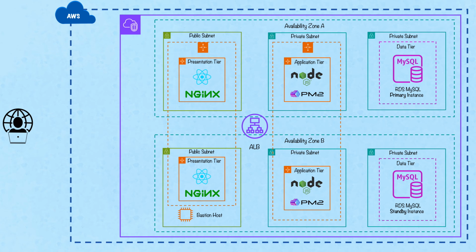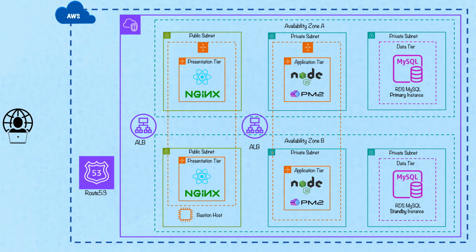To efficiently distribute traffic within our application tier, we'll implement an internal application load balancer. This load balancer will direct traffic across multiple EC2 instances within the private subnets. To manage external traffic, we'll deploy an internet-facing application load balancer, distributing incoming requests across the presentation tier instances. This two-tier load balancing approach enhances scalability and performance.